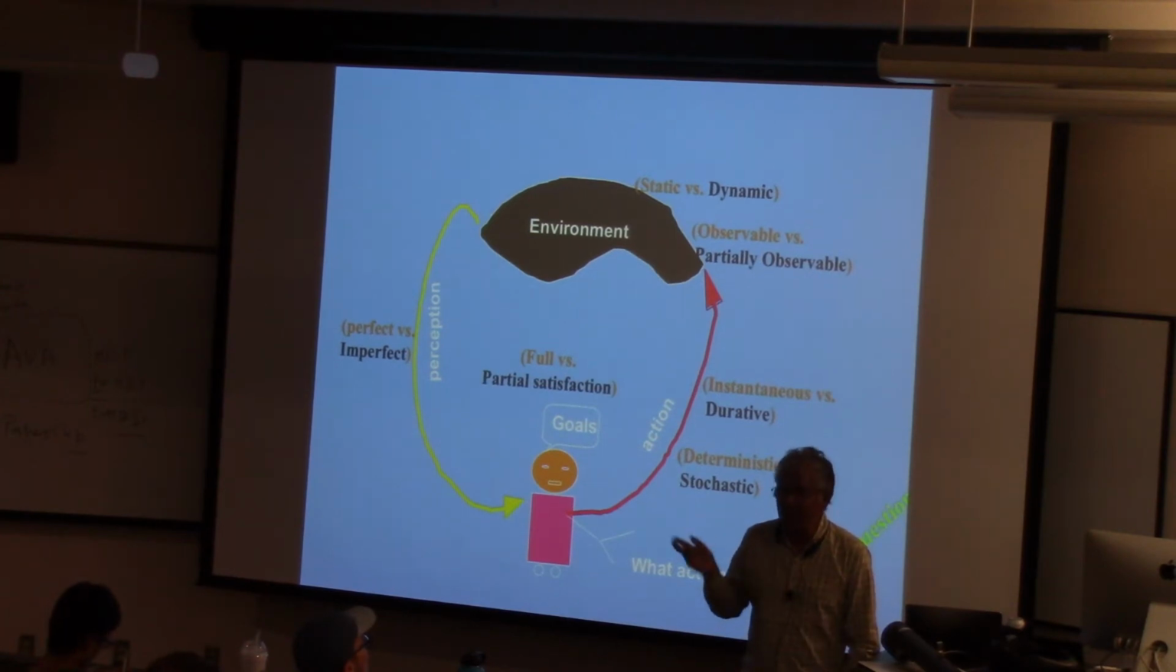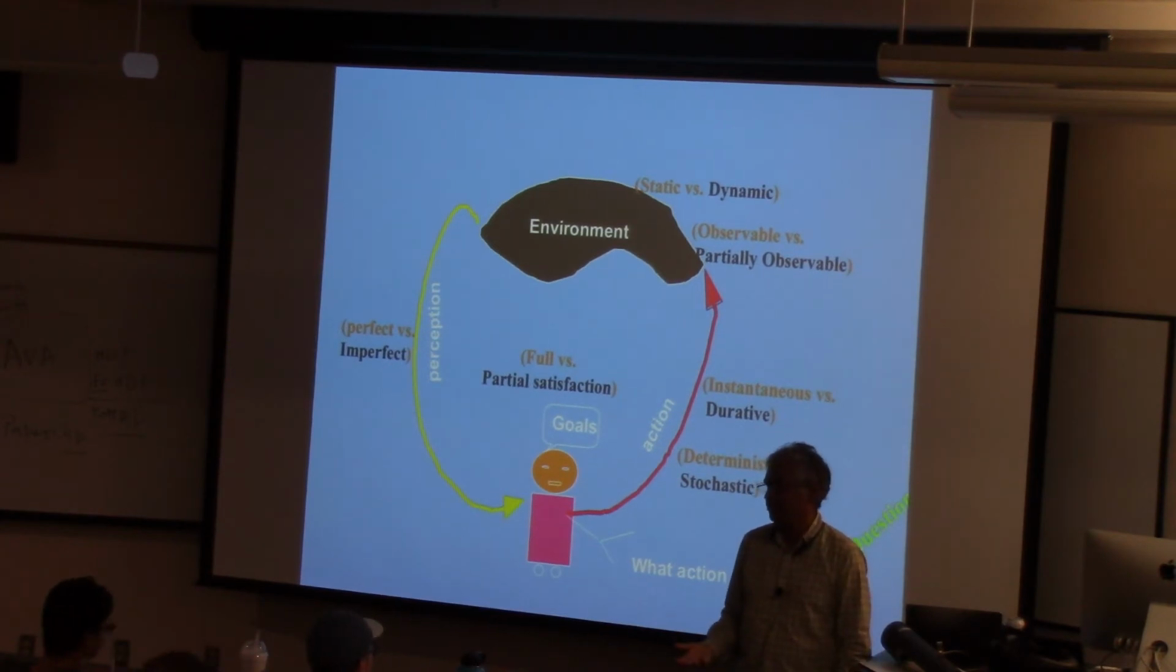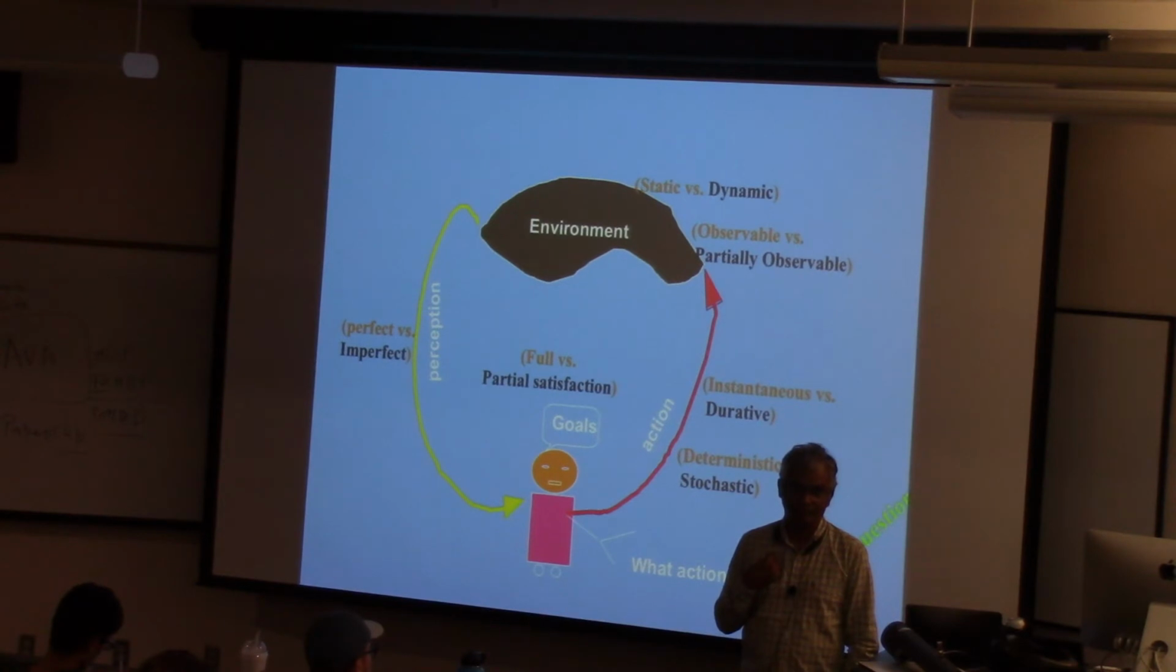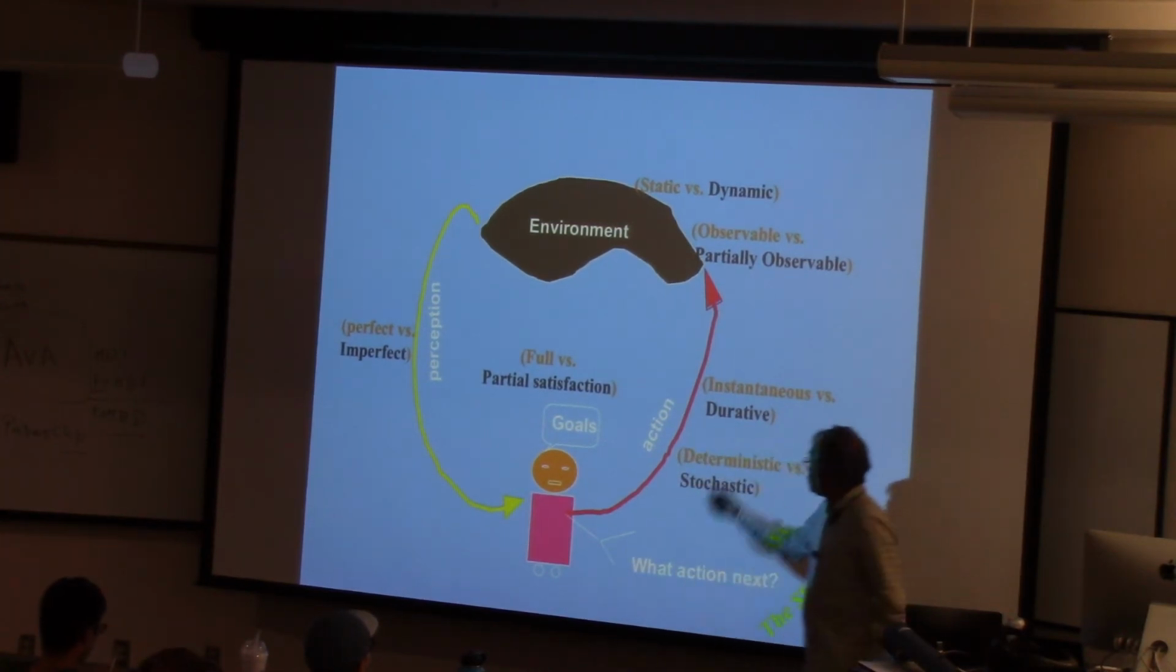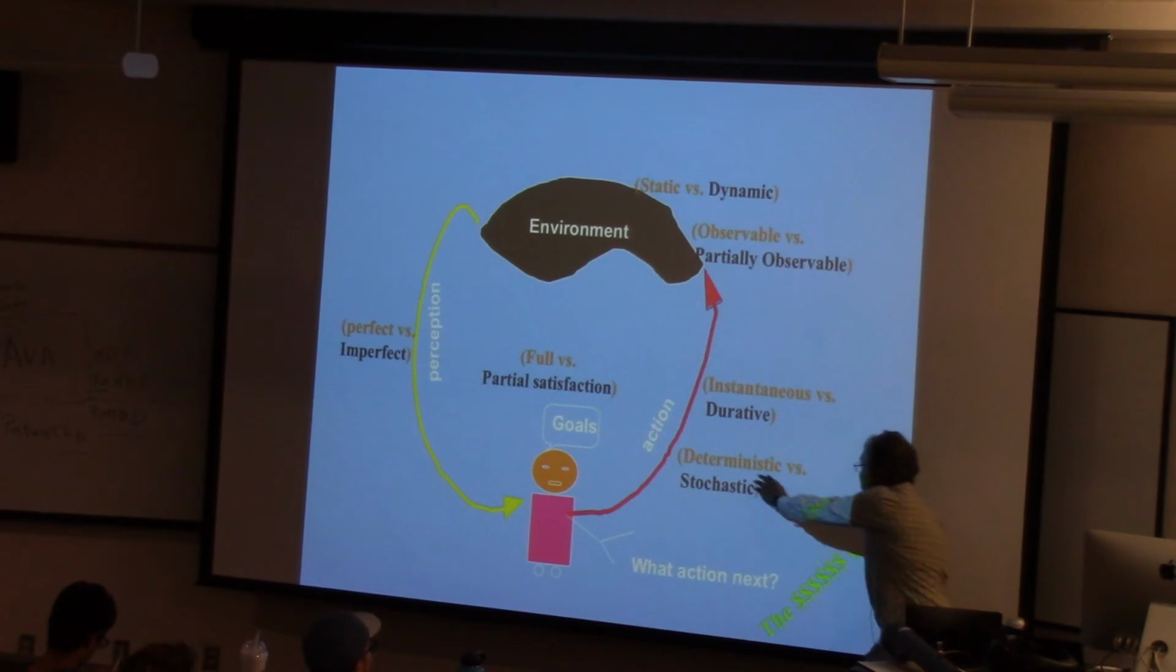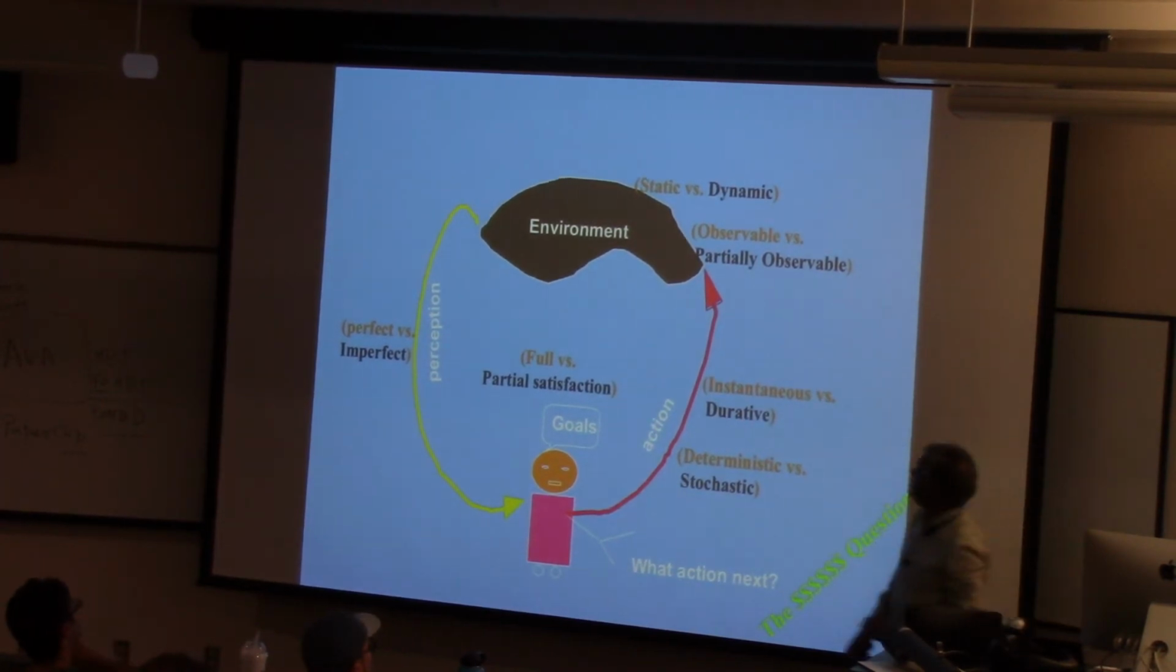If it is a completely biased coin, which has heads on both sides, heads will come 100% of the time, tails will come 0% of the time. That's a deterministic coin. Right? So that's about the deterministic versus stochastic distinction.